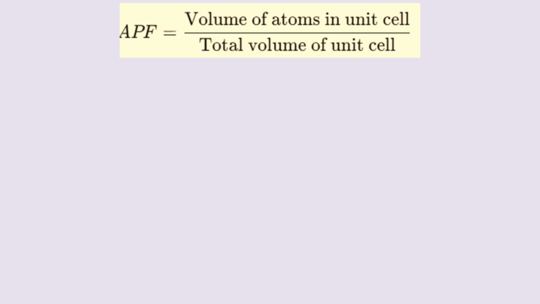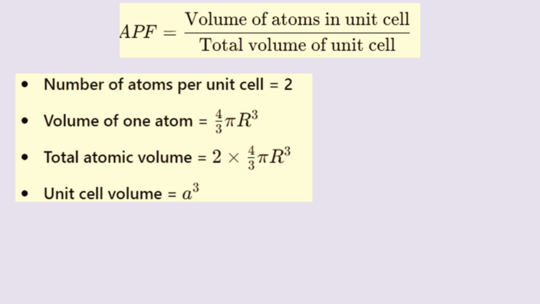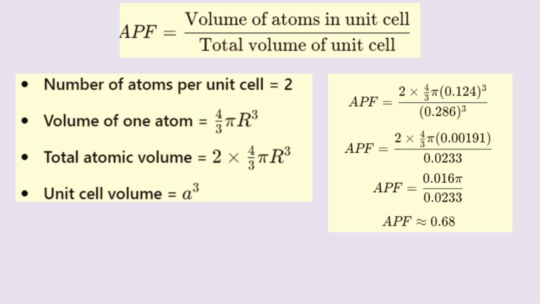For BCC, the number of atoms per unit cell equals 2, and we then need the volume of one atom. The total atomic volume and the unit cell volume can be calculated as follows. We can then substitute these values and expressions into the APF formula and solve.